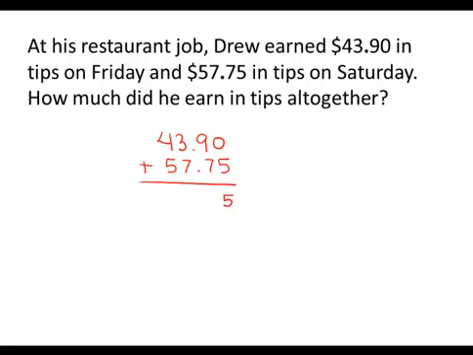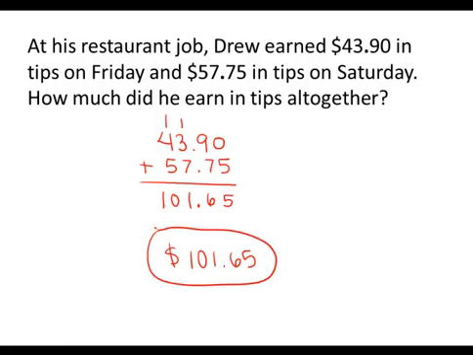Adding down the columns tells us 0 plus 5 is 5, 9 plus 7 is 16, carry the 1. 7 plus 3 plus 1 is 11, carry the 1. Then 1 plus 4 plus 5 is 10. Put in the decimal point to obtain the answer. Drew earned a total of $101.65 all together on Friday and Saturday.